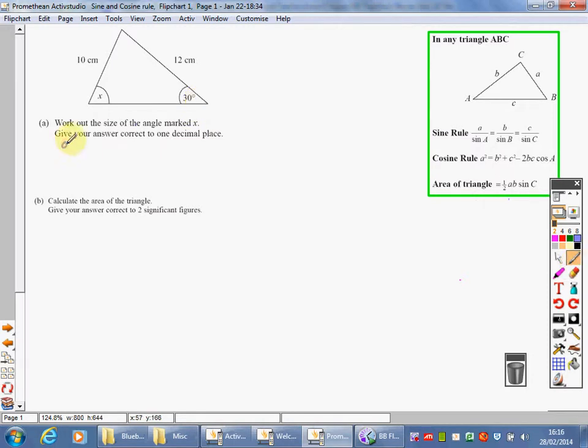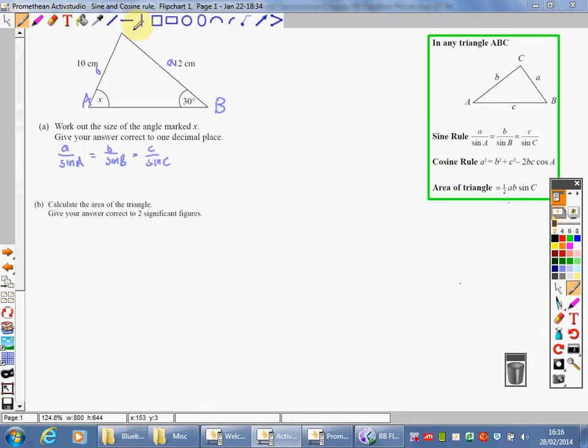The sine rule is a over sin A equals b over sin B equals c over sin C. Now I've not been given A, B, C on my triangle here, so I can just decide on them myself. I'm going to say that is A. That means this side is little a. This could be B, and this side will be little b. I've also got C and little c just here, and therefore I'm able now to solve the problem. I don't need the C and the little c.